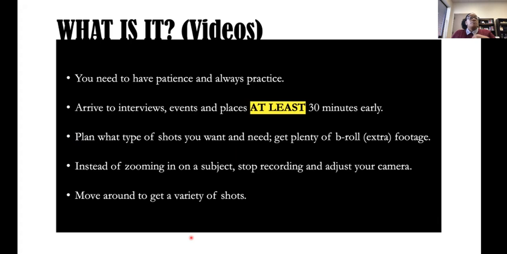It's footage of maybe someone giving a presentation and you want to record it, or you want to record people's actions, or you want to record people engaging in networking around the room. So it's kind of background sound, or you want to record people walking. So you want to record their feet. So that is B-roll footage. It's just extra. But things, for example, instead of zooming in on a subject, stop recording, adjust your camera because it might get a little shaky when you zoom in too. And just move around with a variety of shots.